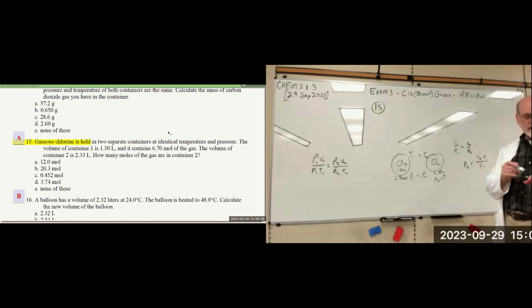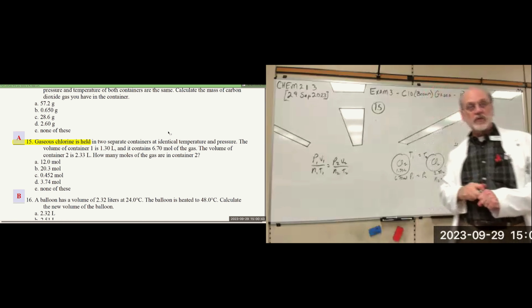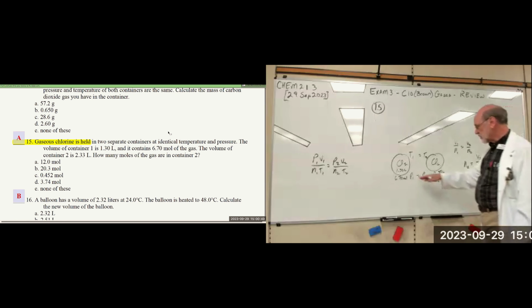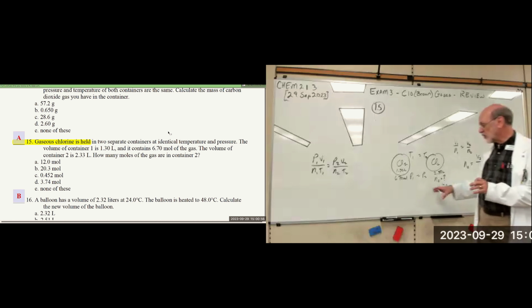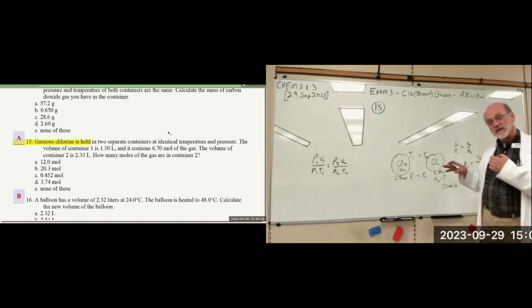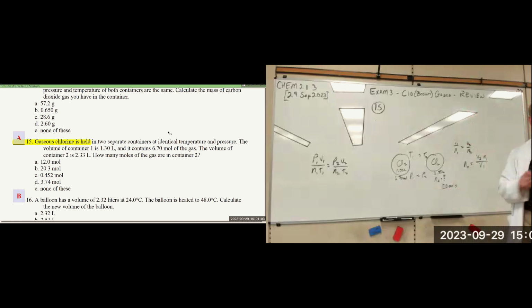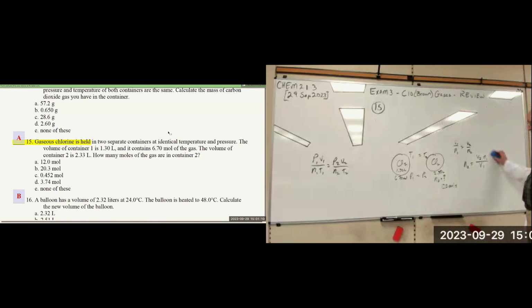Plug in the values. In the interest of time, I'm not going to do that. Plug in the values, and you should get 12 moles. Let's see if that makes sense. You've gone from 1.3 to 2.3, not quite twice. So they're directly proportional, so the moles should be not quite twice. 6.7 to 12. That looks reasonable. Yeah, 8.